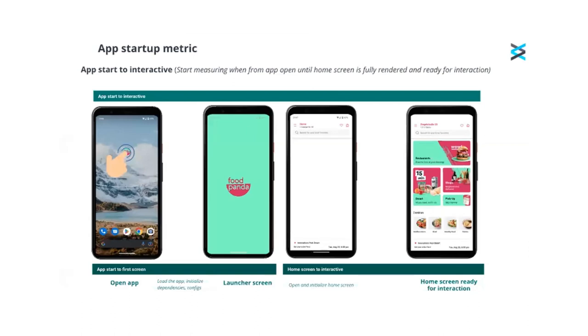You can notice here that we have a subset of metrics under this upstart to interactive. So upstart to interactive is the main metric, but we also have many sub-metrics like upstart to first screen and also home screen to interactive. We even have smaller sub-metrics here, like snapping for the location, the dependency injection initialization, and some of the third-party SDKs initialization, which at the end will help in the debugging later when we notice some increases.